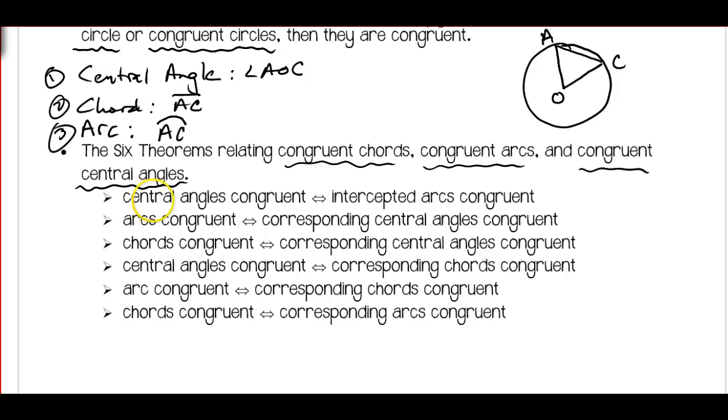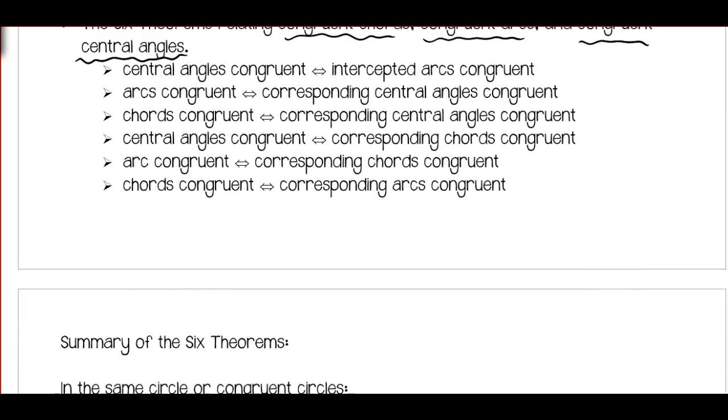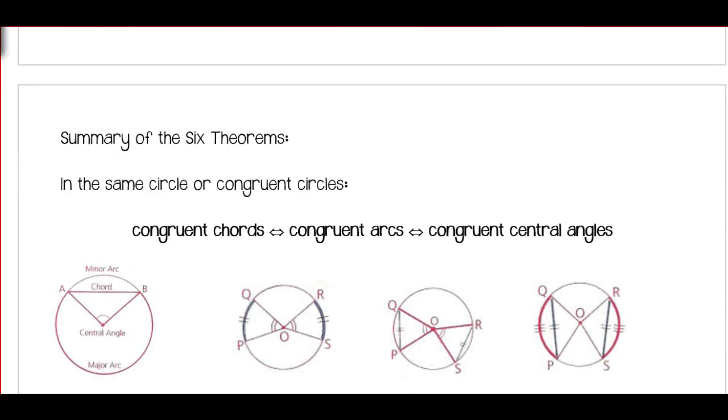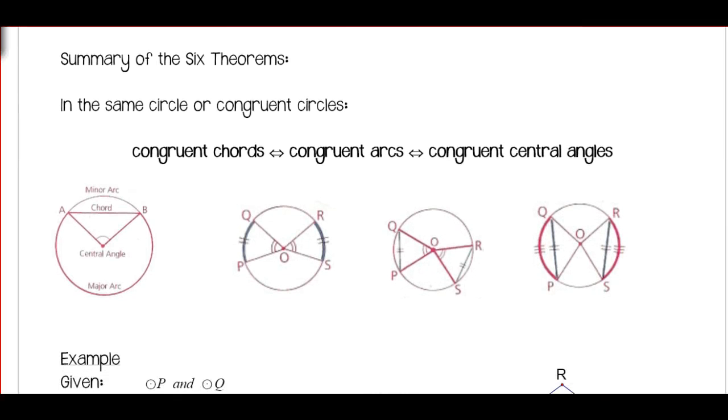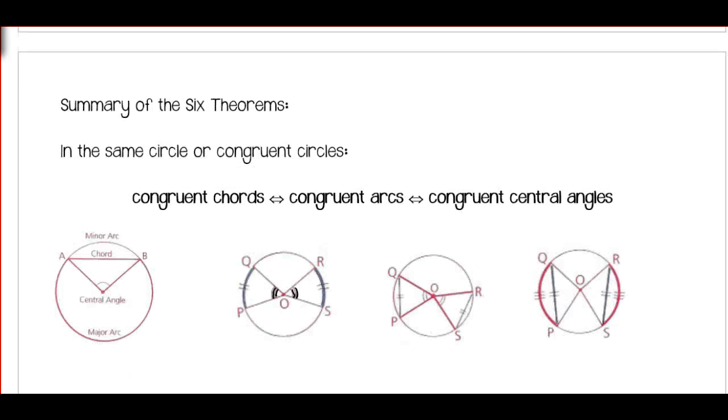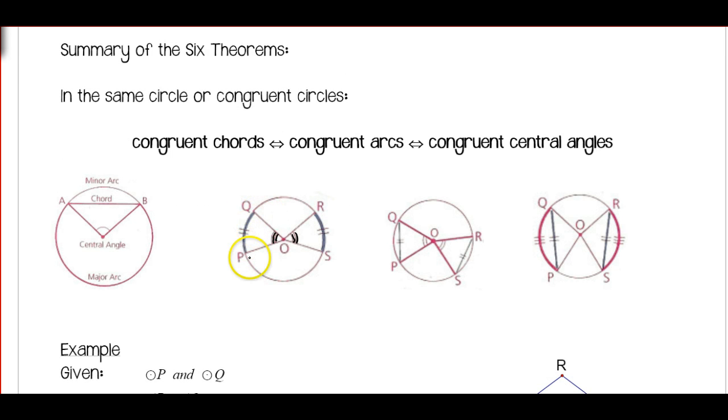So if we have central angles that are congruent, then the intercepted arcs are congruent. So let's take a look down here. This would be this first picture here. If I know that these central angles are congruent, then I know that these arcs are congruent. So PQ is congruent to RS.